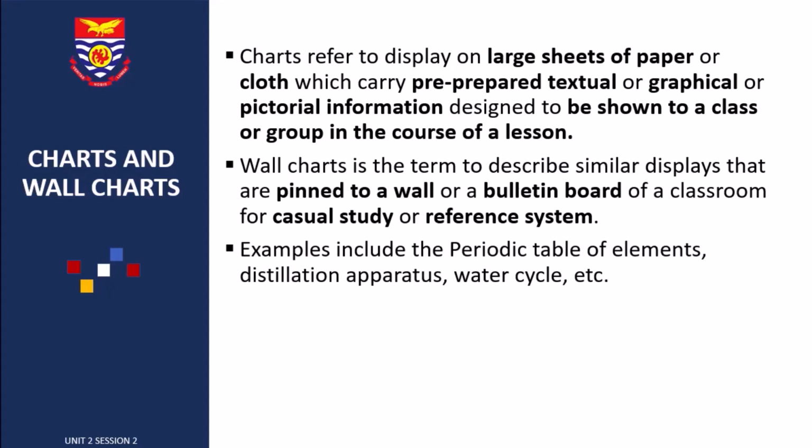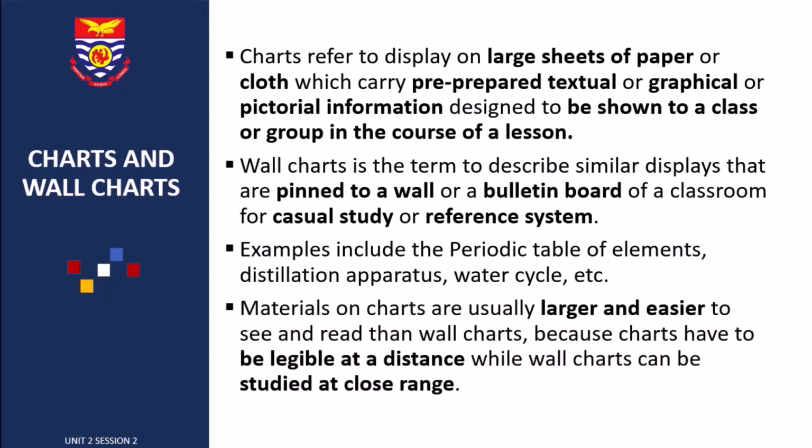Examples of charts include the periodic table of elements, a chart on the distillation apparatus, a wall chart on the water cycle, among others. Materials on charts are usually larger and easier to see and read than those of the wall chart, because charts have to be legible at a distance, while wall charts can be studied at close range. A wall chart is fixed onto a wall and is stationary, so whoever wants to view the information on it needs to get closer to it.